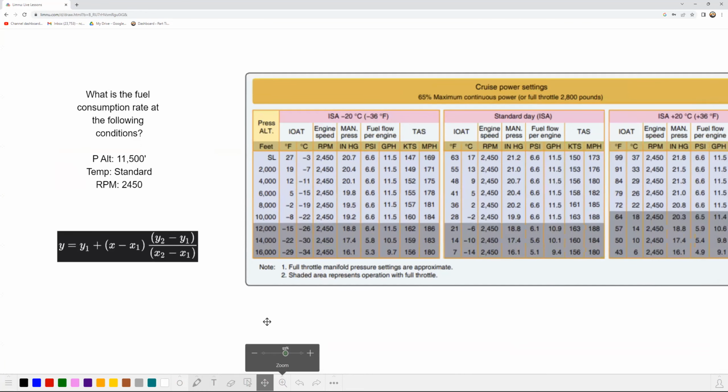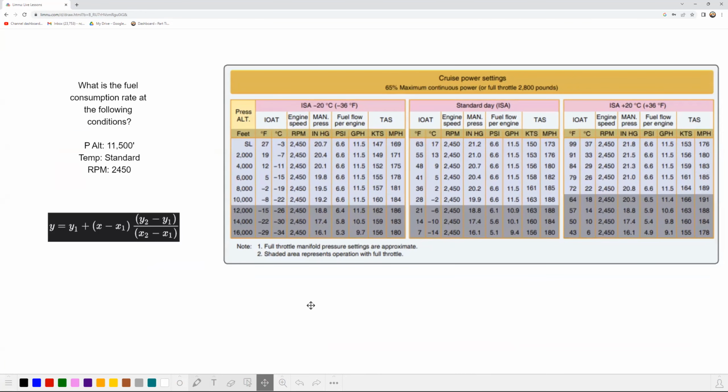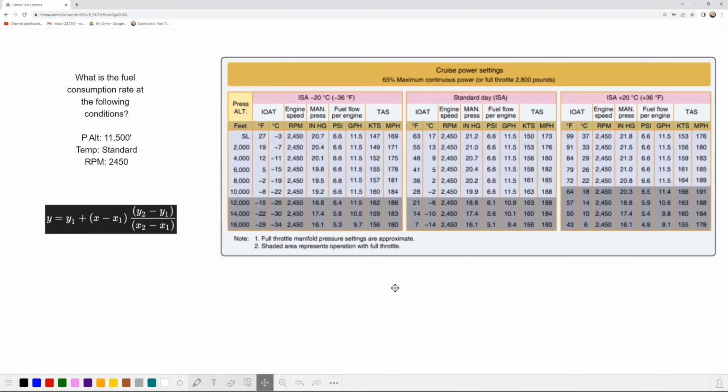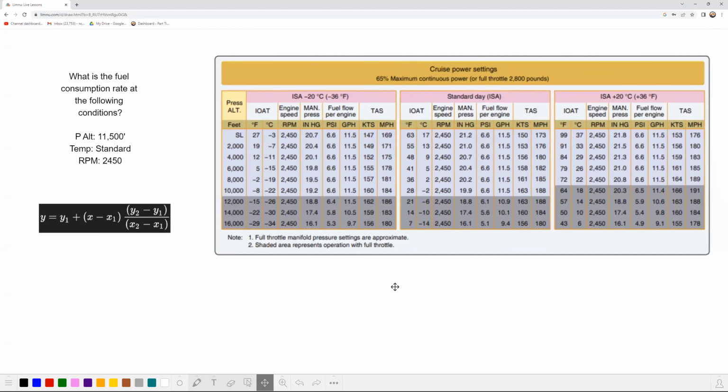Okay, let's see here. See if you guys can see this. If you have any other questions, you guys put them in the chat while I do this one. But all right, so here is a different, very similar chart, but a little bit different, right? This is cruise power settings. So we have three different sections. We have standard day, we have minus 20 degrees standard and plus 20 degrees standard. And then we have different pressure altitudes. And we have different information in here that we can find if we know the temperature and pressure altitude.